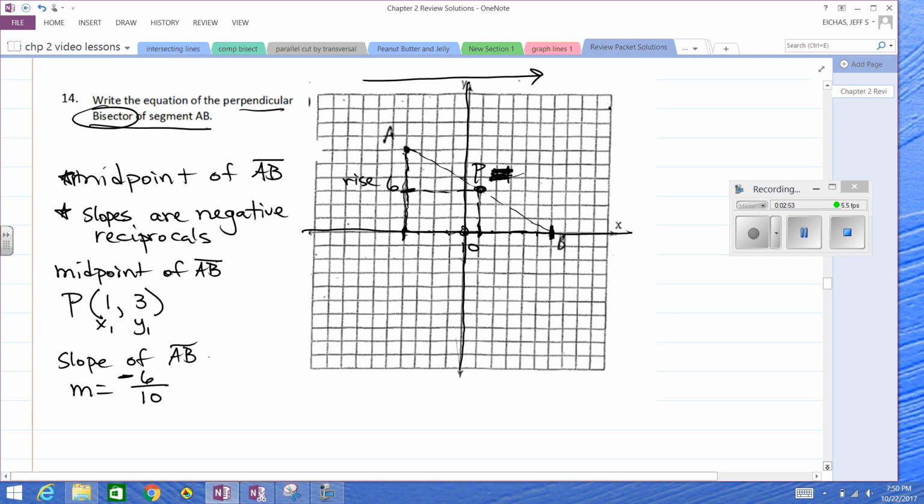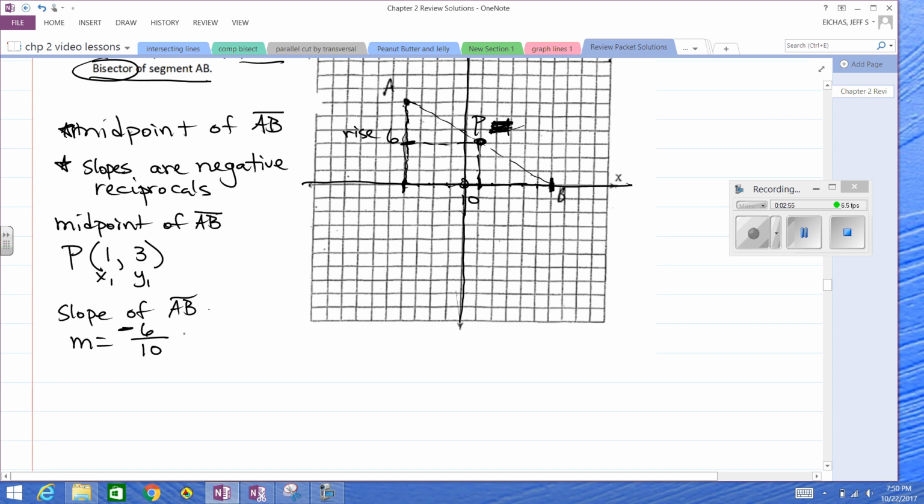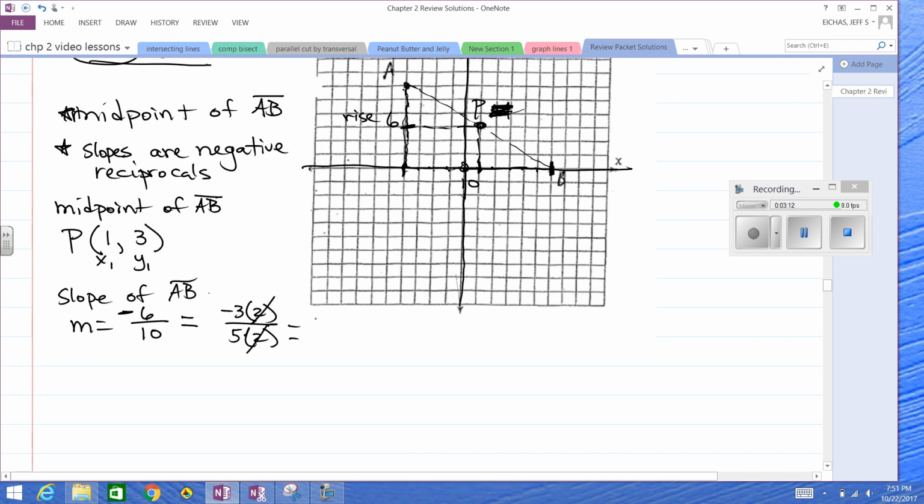Okay, so what we're going to do, we could reduce that. Some of your teachers may require it, so let's just do that. So we could take out a 2. So it's negative 3 times 2 and 5 times 2, right? 10 is 5 times 2, negative 6 is negative 3 times 2. Knock out the common factors, you're at negative 3/5 for the slope. Now, for the perpendicular line, we want a slope that's the negative reciprocal. It already has a negative. A negative times negative is a positive, so 5/3.